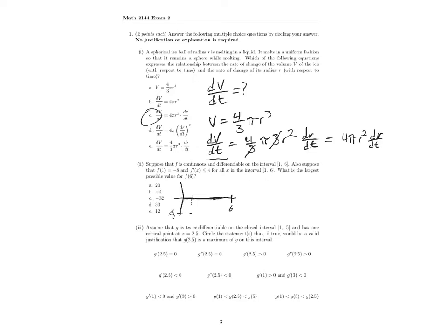Since f prime of x is always less than or equal to 4, that tells us our slope is always less than or equal to 4. So if we want to find the largest possible value for f of 6, we're going to want to take the largest possible value for our slope. That would mean we're going to set the slope to a constant 4. So we're going to say m equals 4, and we're going to go up with a rate of change of 4.